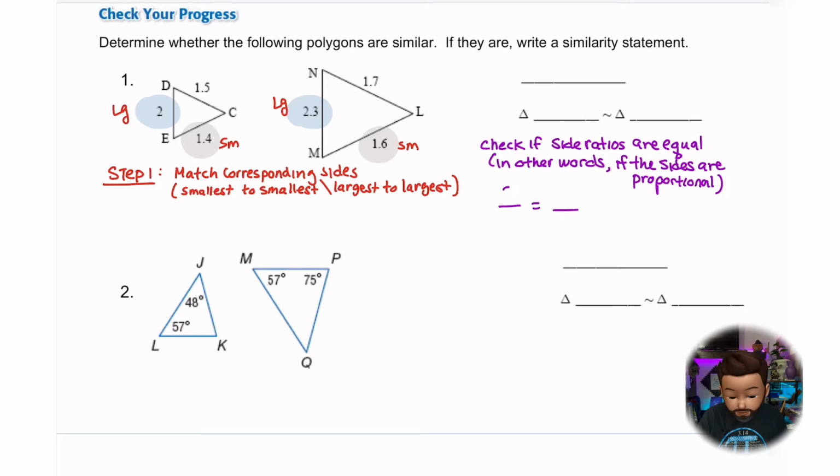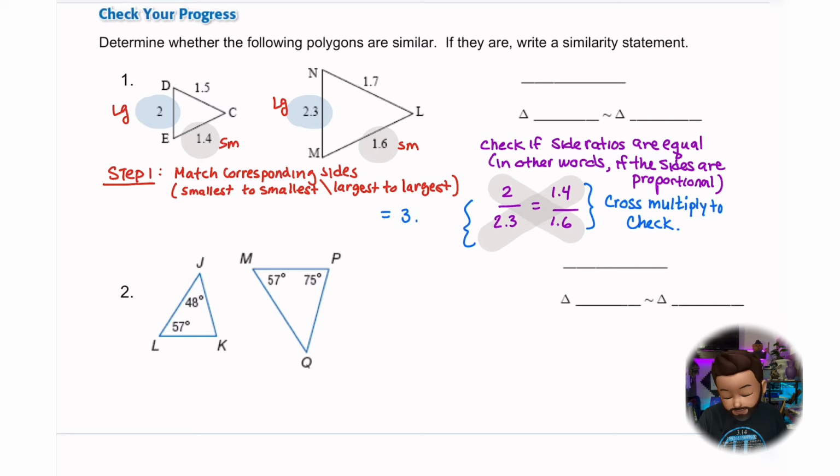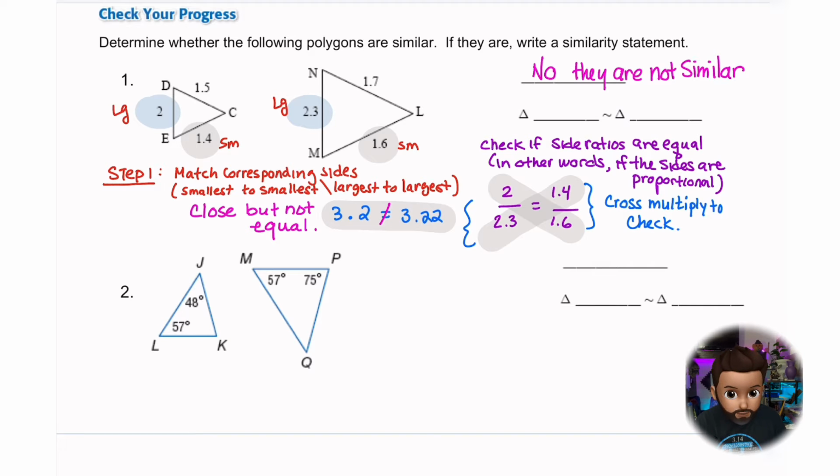So we'll set up a ratio here. 2 is to 2.3, matching corresponding sides of the two large sides, as 1.4 is to 1.6, the corresponding smaller sides. When we cross multiply to check if this equation is true, in this particular instance, we get something that's close but not quite equal. One side gives us 3.22, where the other side is just 3.2. Not exactly equal. Close, but they have to be equal in order for this to be true. So in this particular case, no, the triangles are not similar to each other.